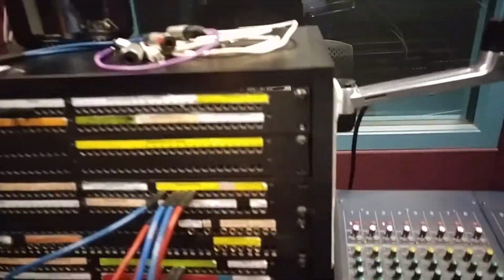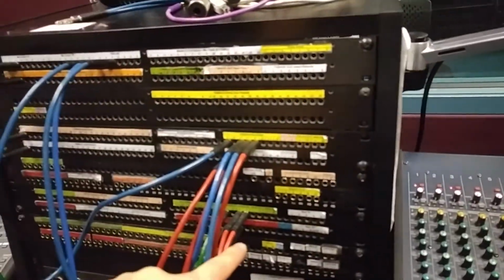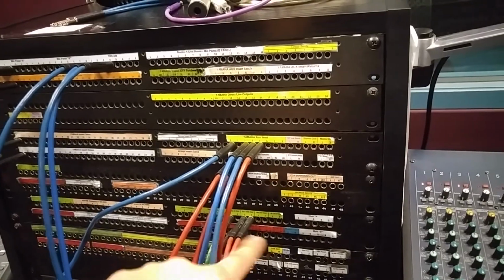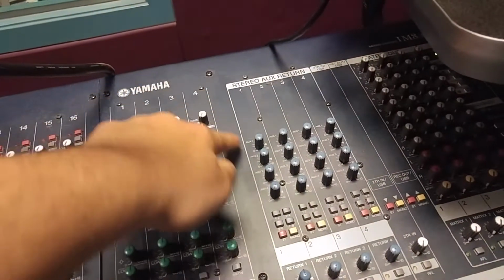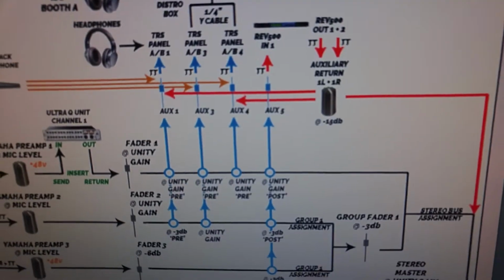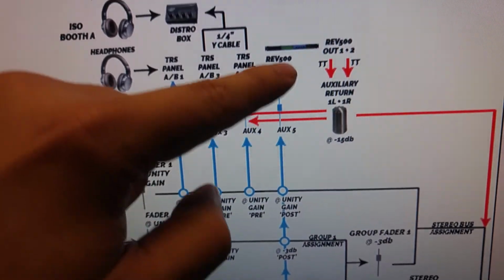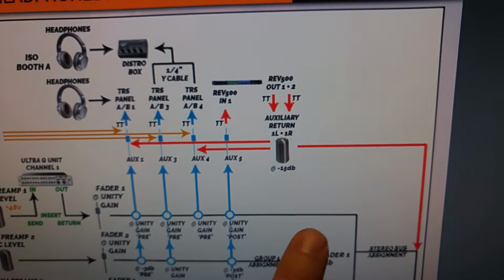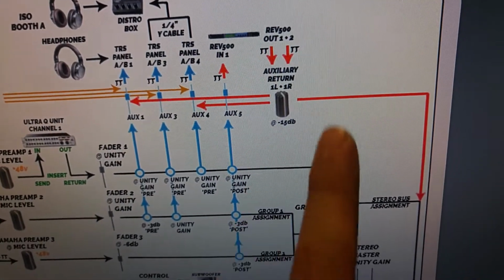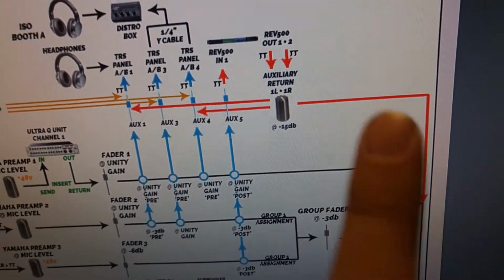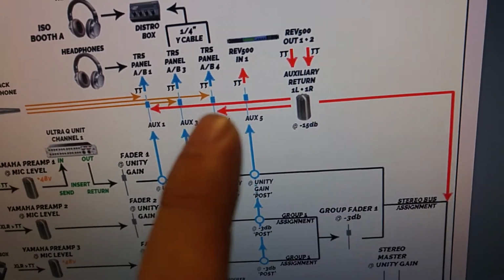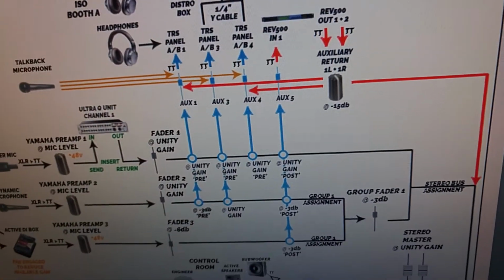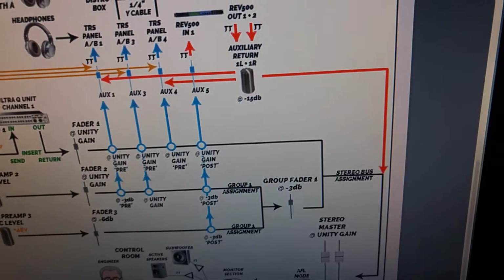Okay, so that's got the patching done. We've got aux 5 going to the reverb unit, and the effect created by the reverb unit is returning to stereo aux return section 1 here. Okay, now in the block diagram, we can see aux 5 getting into the reverb 500, and when it returns, the auxiliary return section is sending it 3 different ways at -15 decibels: to the stereo bus, to aux 1, and to aux 4. That way we get a bit of verb in both headphone mixes as well as our speakers.